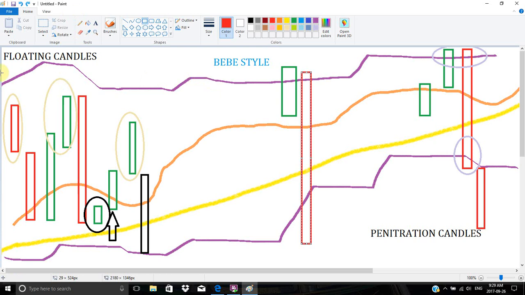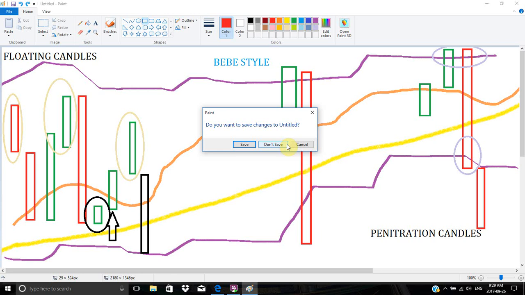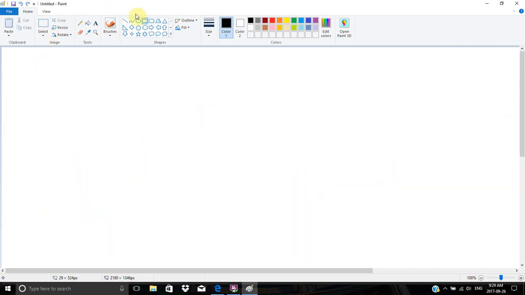How do I clear this whole thing? There should be like a clear button. I don't use this too often. Let's go new. Okay, so we have the penetration candles and we have the floating candles. Alright, that's very important to know.